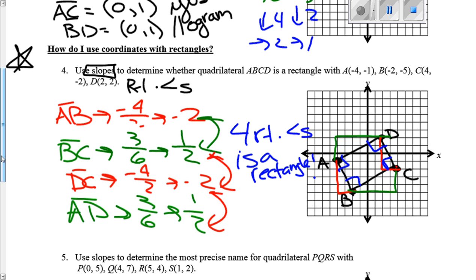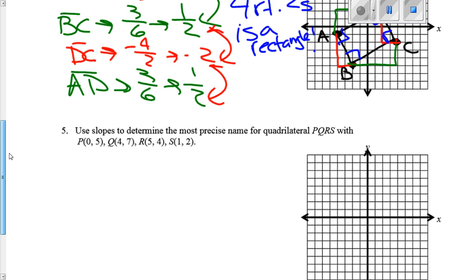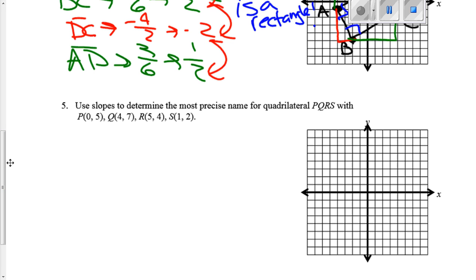All right. So we're just using what we know about slope, midpoint, and length to help us prove these properties of parallelograms and rectangles. All right, number 5, you are going to try on your own. Use slopes to determine the most precise name. Is it a parallelogram? Is it a rectangle? What is it? Please go ahead, pause, and try this on your own. Plot your points.